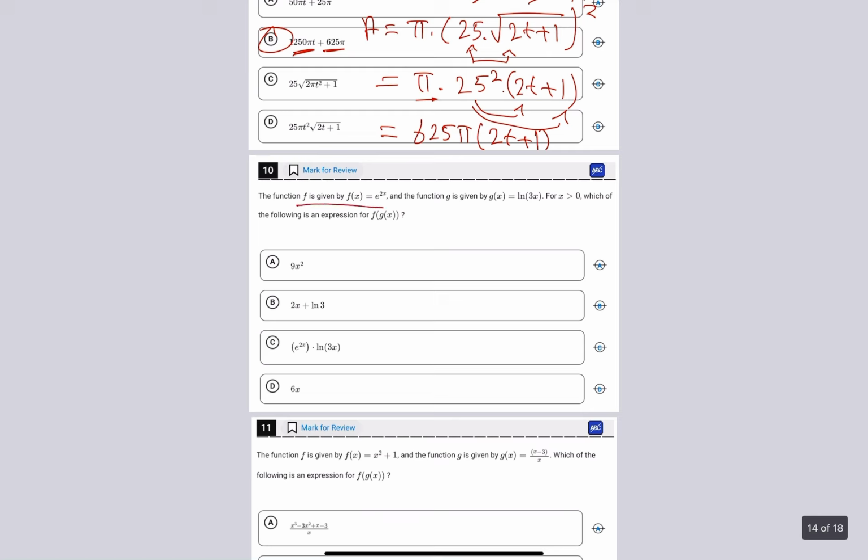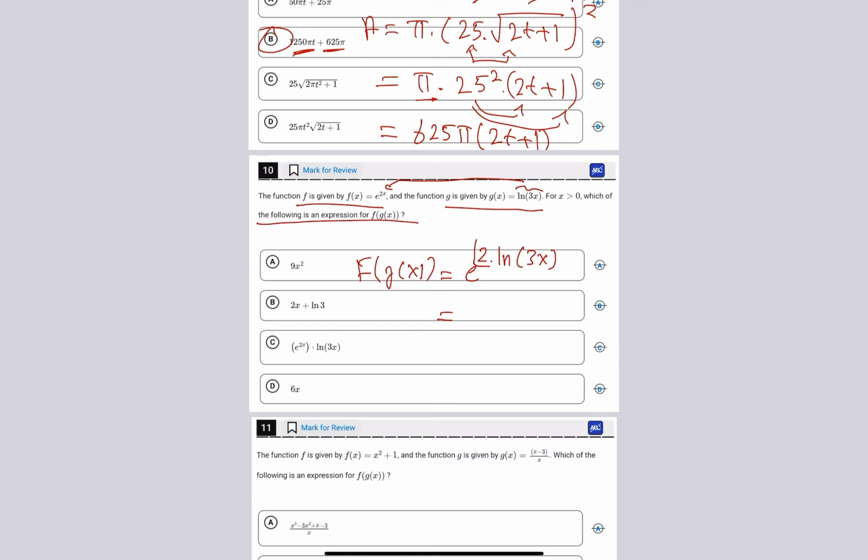Okay, moving on to question number 10. We have the function f, which is given by f of x equals e to the square root of 2x. And the function g is given by the following. Which of the following is an expression for f of g of x? Well, f of g of x is simply plugging g of x into x. So this is simply e to the power of 2 multiplied by ln 3x.